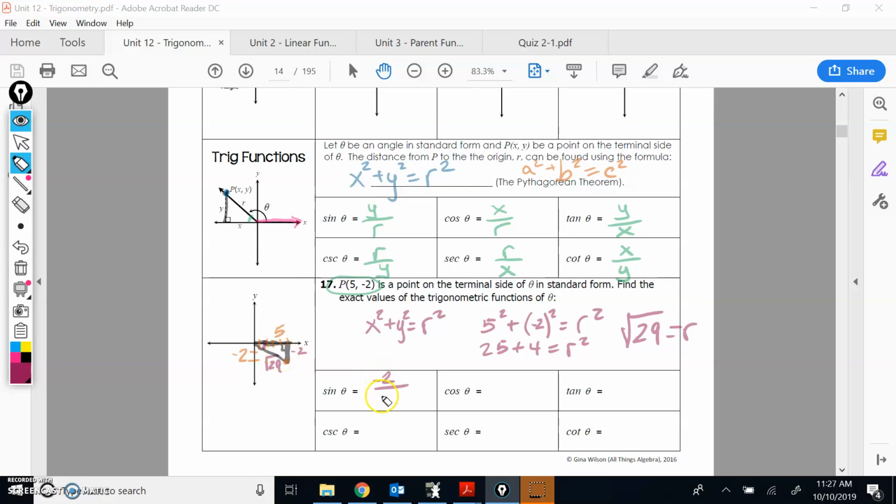The sine is opposite over hypotenuse. You do not need to rationalize, don't worry about it. Cosine is adjacent over hypotenuse. Tan is opposite over adjacent. And then you could just do the reciprocals for the other functions. And then tan would be 5 over -2. And don't forget the negatives here.